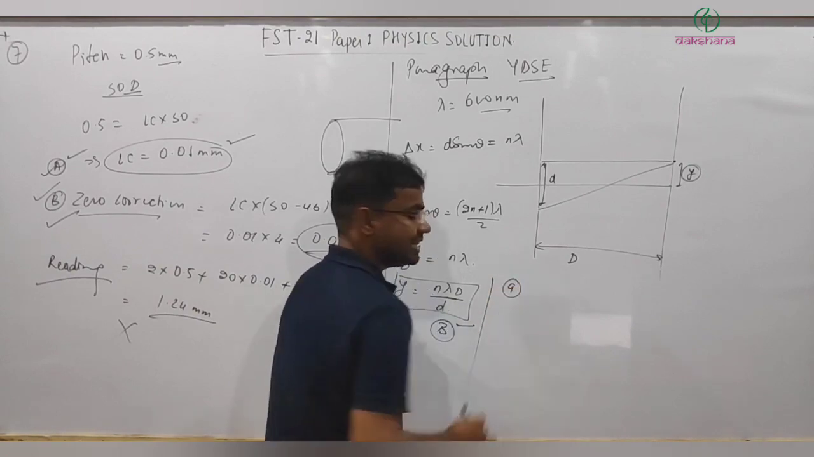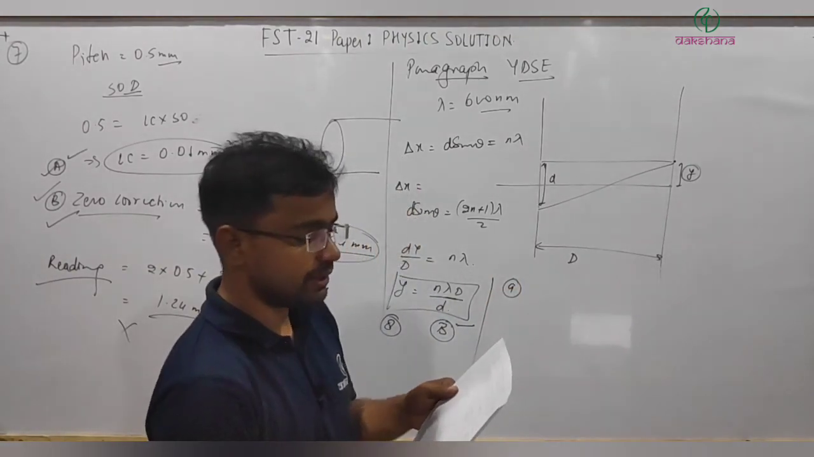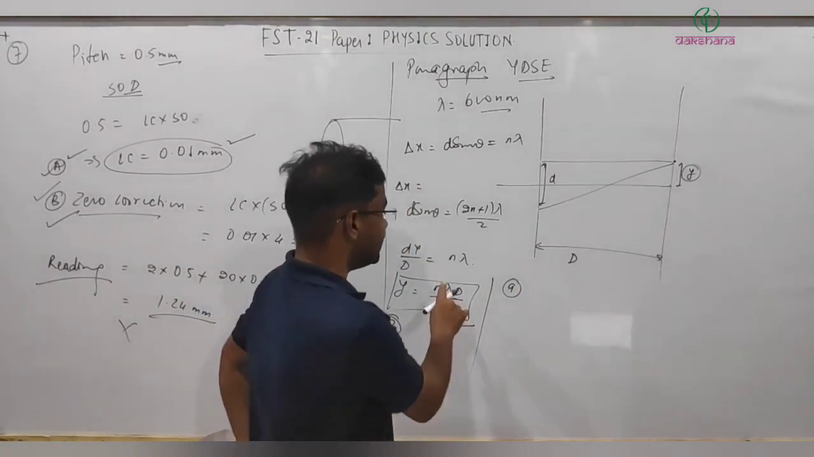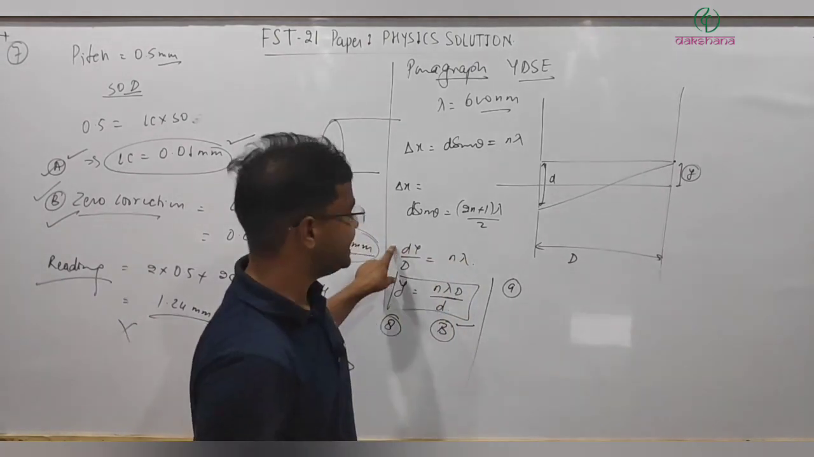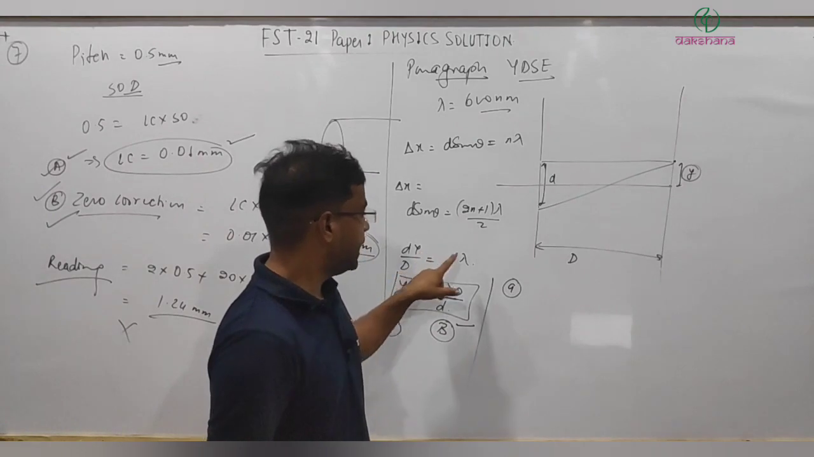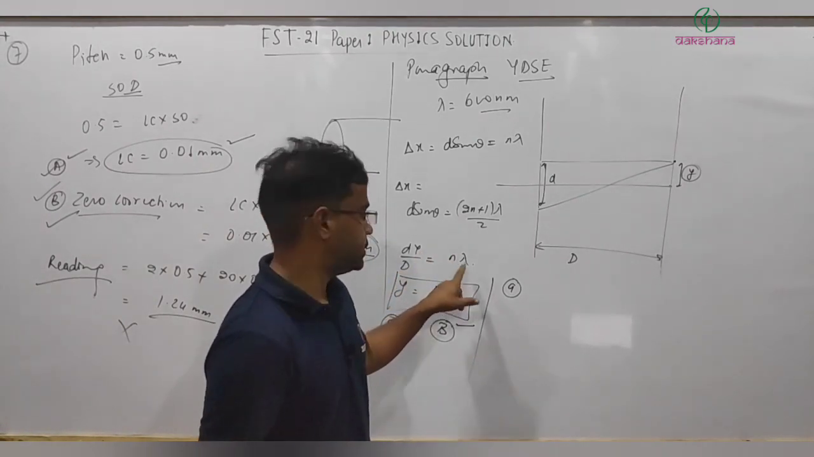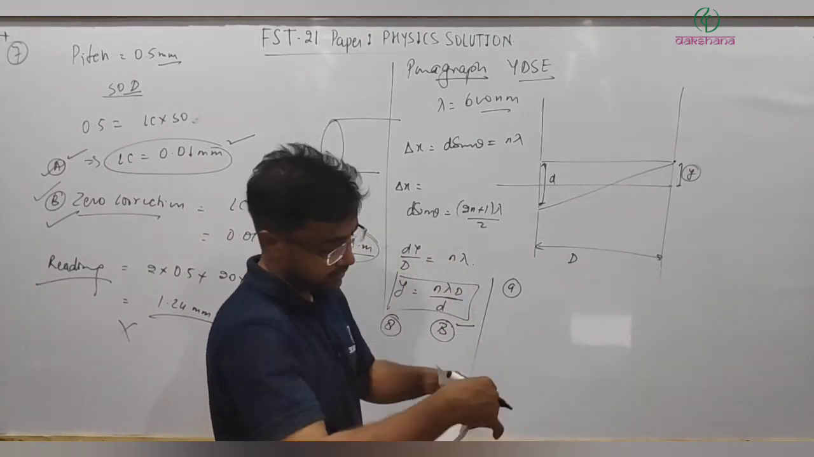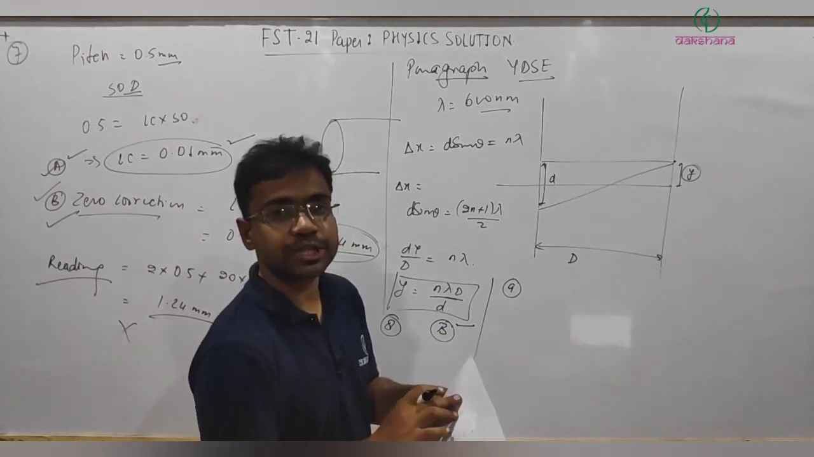Similarly, for question 9, it's asking which of the following corresponds to minima. So for that, capital D is given, different values of y are given, and lambda is constant. So you need to check whether it's satisfying. Now in the 9th question, it is talking about minima.